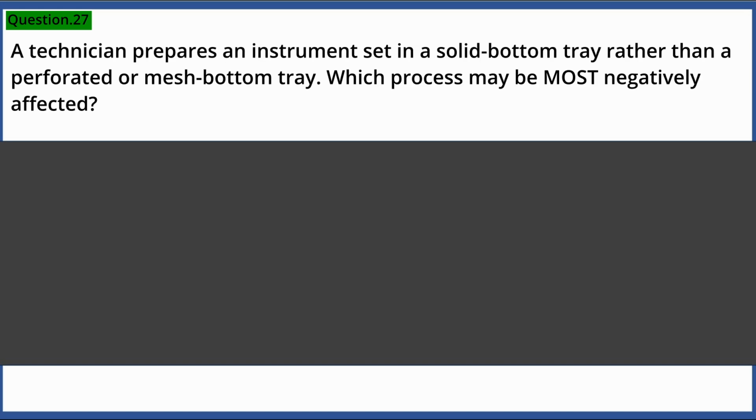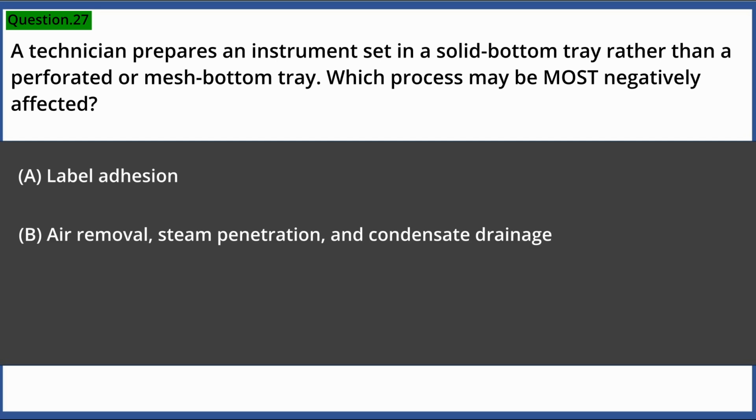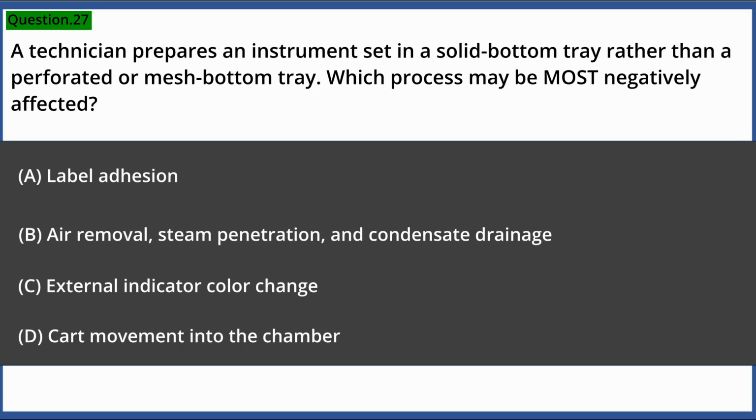A technician prepares an instrument set in a solid bottom tray rather than a perforated or mesh bottom tray. Which process may be most negatively affected? A. Label adhesion. B. Air removal, steam penetration, and condensate drainage. C. External indicator color change. D. Cart movement into the chamber. Answer: B. Air removal, steam penetration, and condensate drainage.